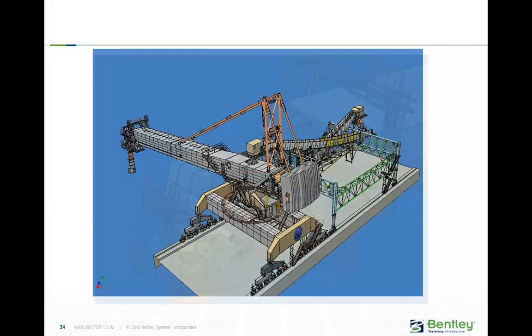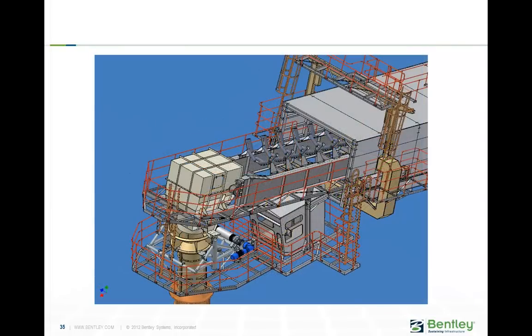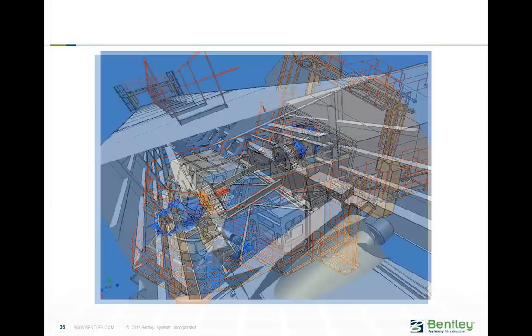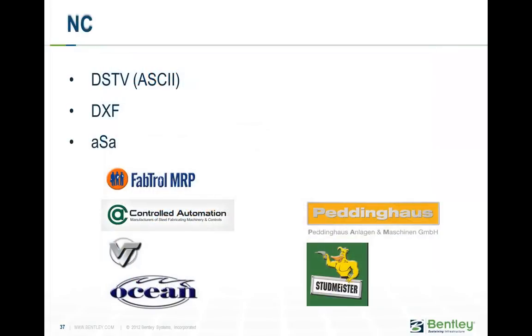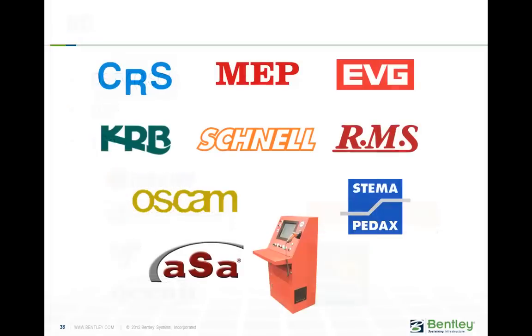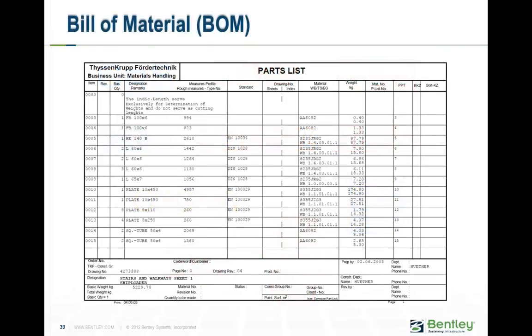Here is another customer example. In addition to ProStructures, some mechanical objects have been used to create a complete 3D model and later to see them on the 2D drawings. Since we are talking about the output from the 3D model, ProStructures can automatically create NC files according to DSTV and DXF files for plates. And we even have a direct interface to solutions from ASA to support all the available downstream rebar applications.